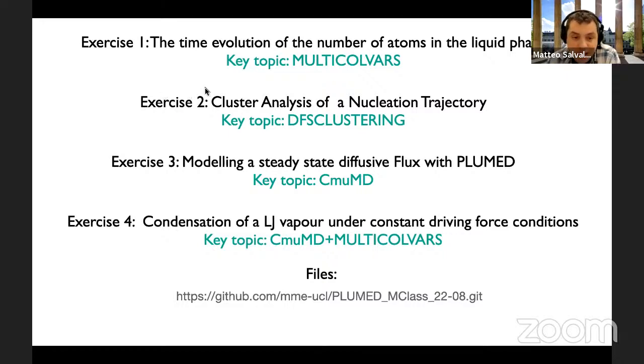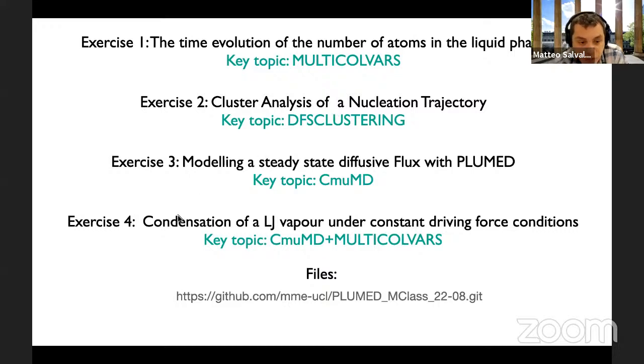The second exercise will be based on the analysis of the same trajectory, but we'll look a little bit deeper into what happens, and will be based on analyzing the clusters that form, how many of them there are, how big they are, and how they contribute to the evolution of the system. In this case, the key topic will be the application of depth first search clustering, a method that, again, Gareth especially contributed implementing in PLUMED.